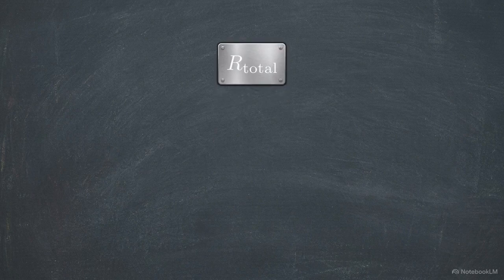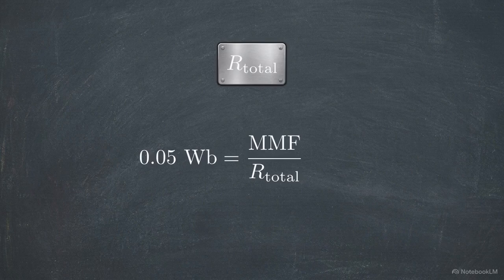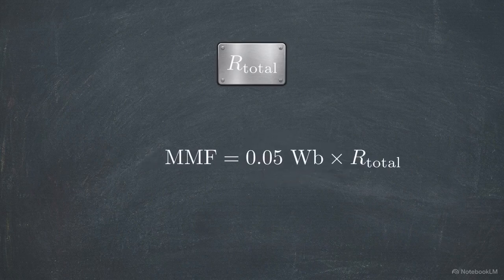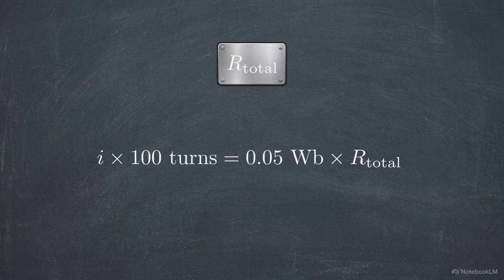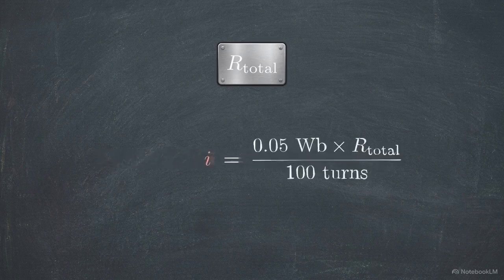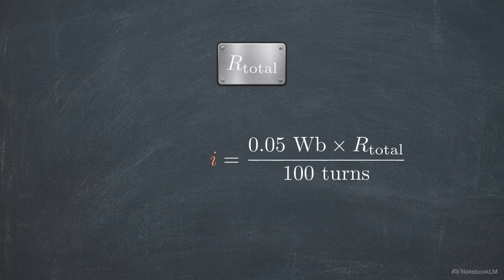Let's say our motor needs exactly 0.05 Webers of flux to operate. We plug that target, along with our total reluctance, into the magnetic Ohm's law. That gives us the total magnetomotive force required. To find the physical current, we divide that MMF by our 100 coil turns. This reveals the exact amperage we need to supply from the wall.